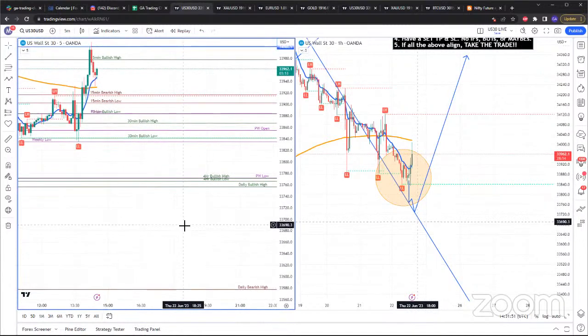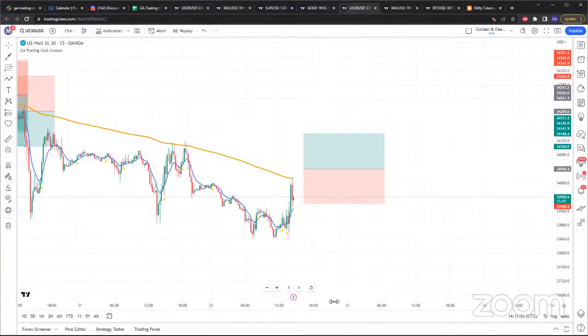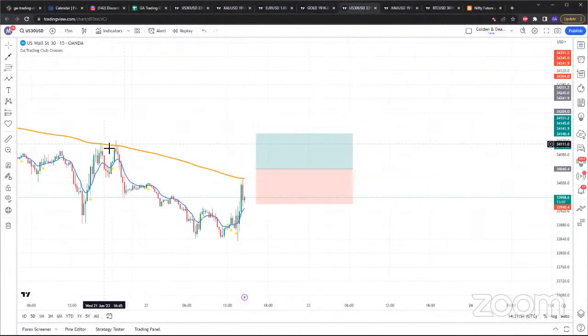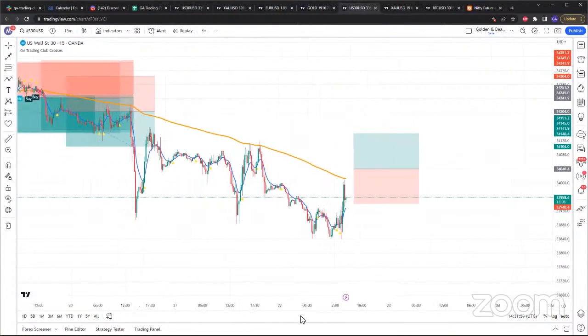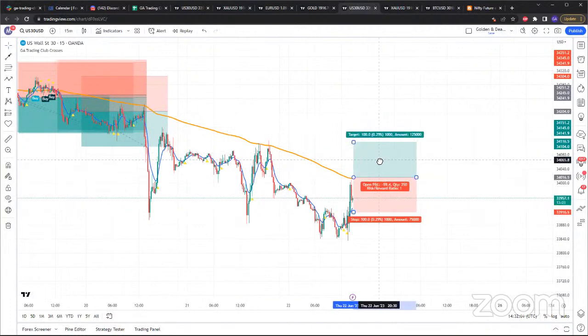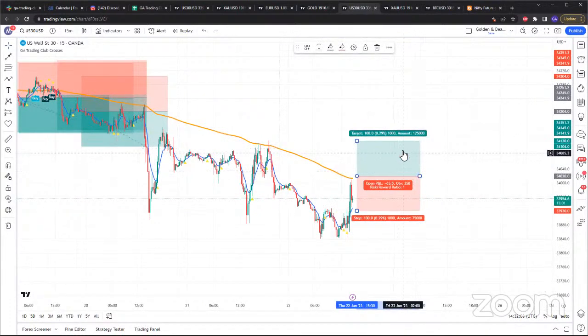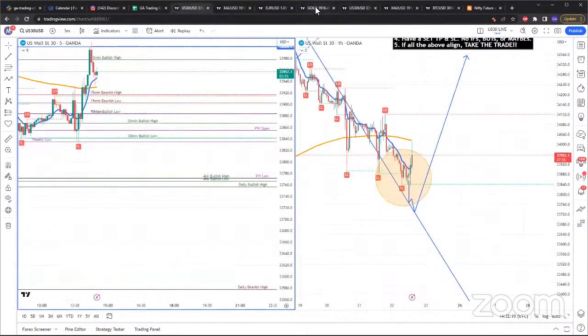So if US 30 doesn't have to come here, but the only time I'll buy US 30 before then is if we get a golden cross on the 15-minute and we get a buy signal. That's the only time I'll buy US 30. But if we don't, my best buy area is 33,775.